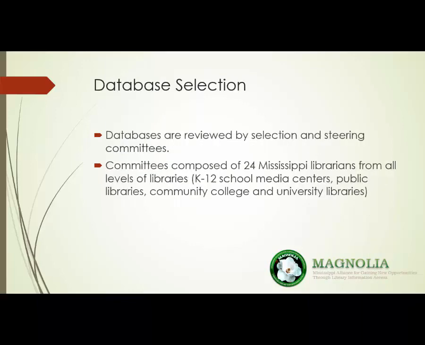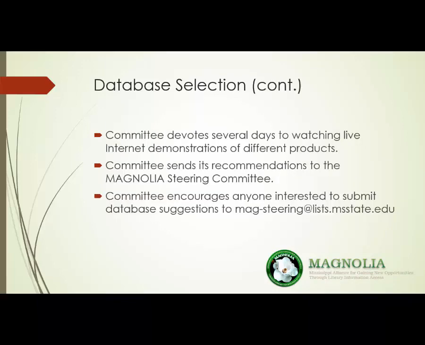The databases licensed by MAGNOLIA are reviewed and selected by a committee made up of librarians from each type of library: K-12 libraries and school media centers, public libraries, and both community college and university libraries. The steering committee meets at least once each year to determine if changes are needed in the databases being provided.